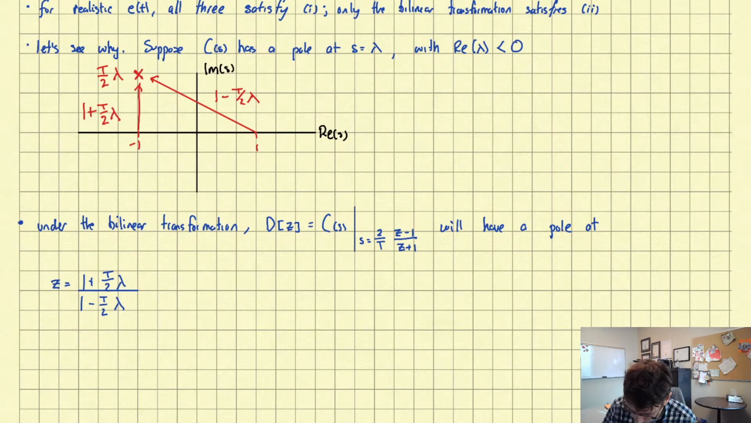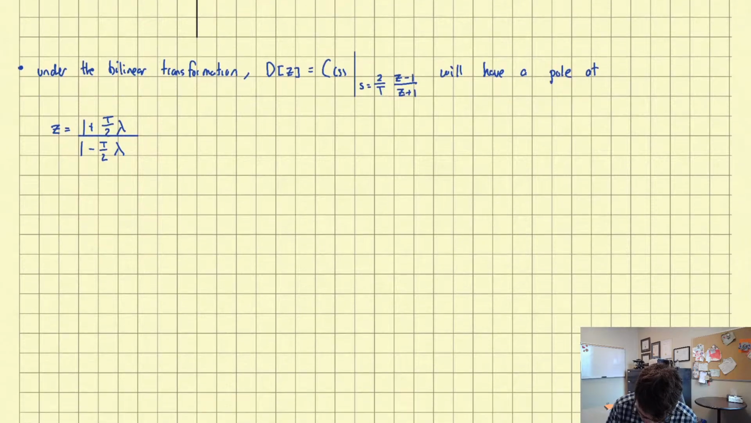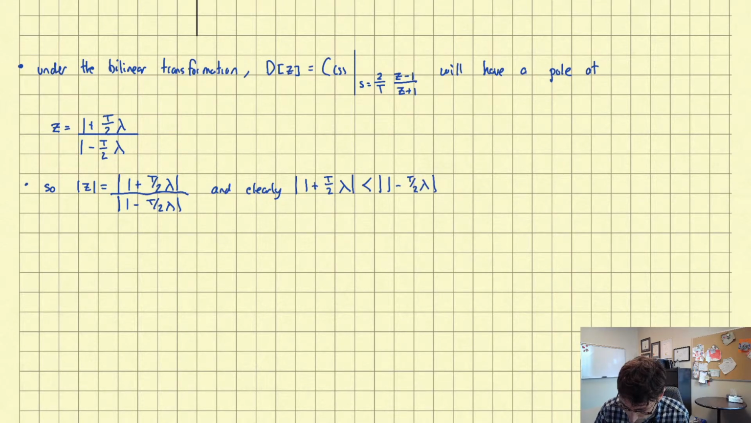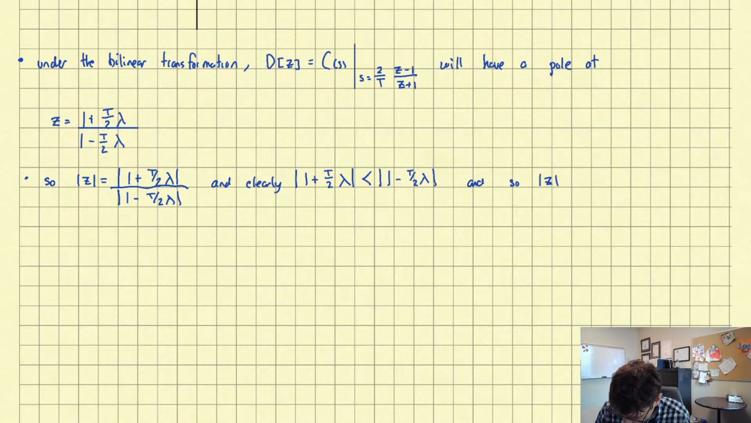And so the magnitude of this pole that we just got after our approximation is given by the magnitude of the numerator divided by the magnitude of the denominator, and clearly from the picture above, we have this constraint, and therefore D of Z will be stable. The pole will be stable for D of Z.